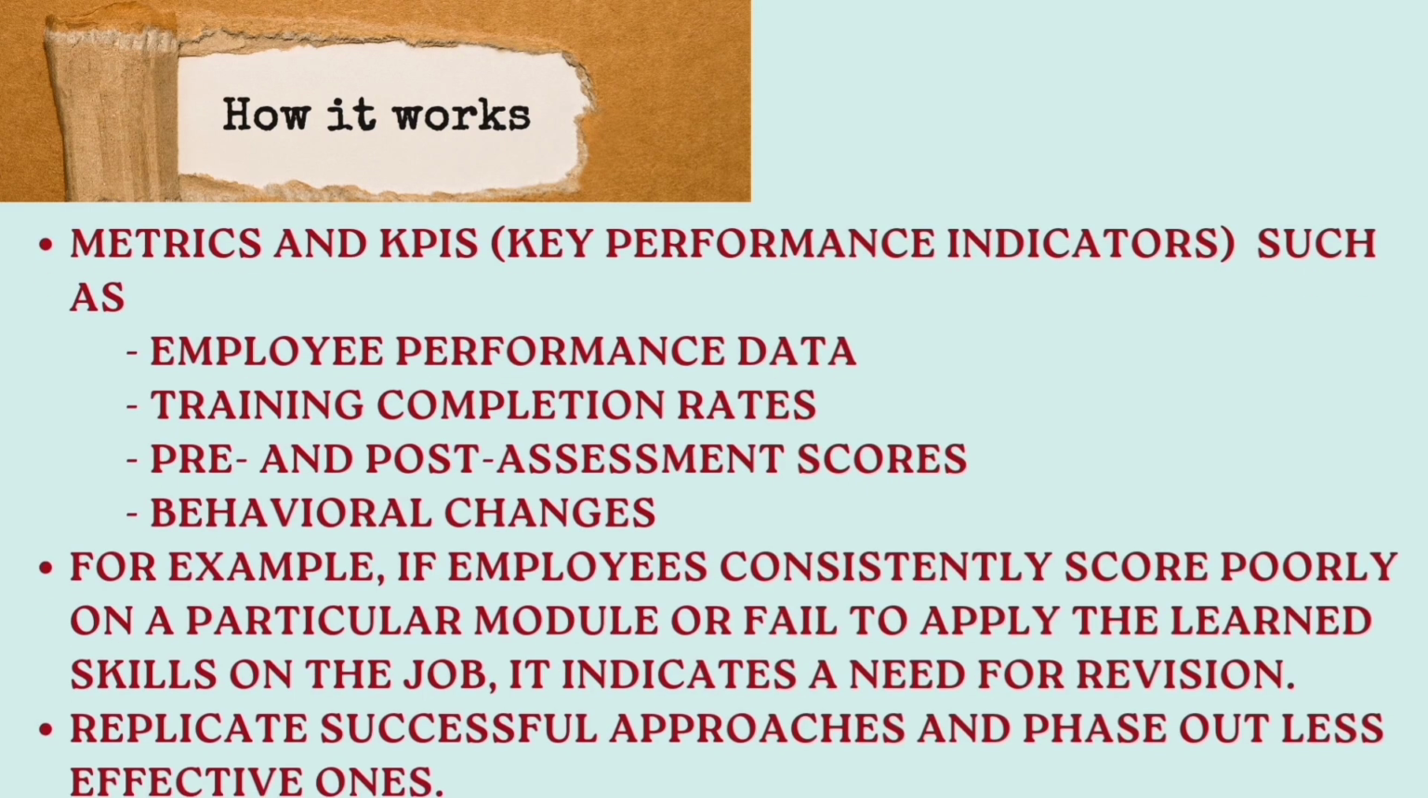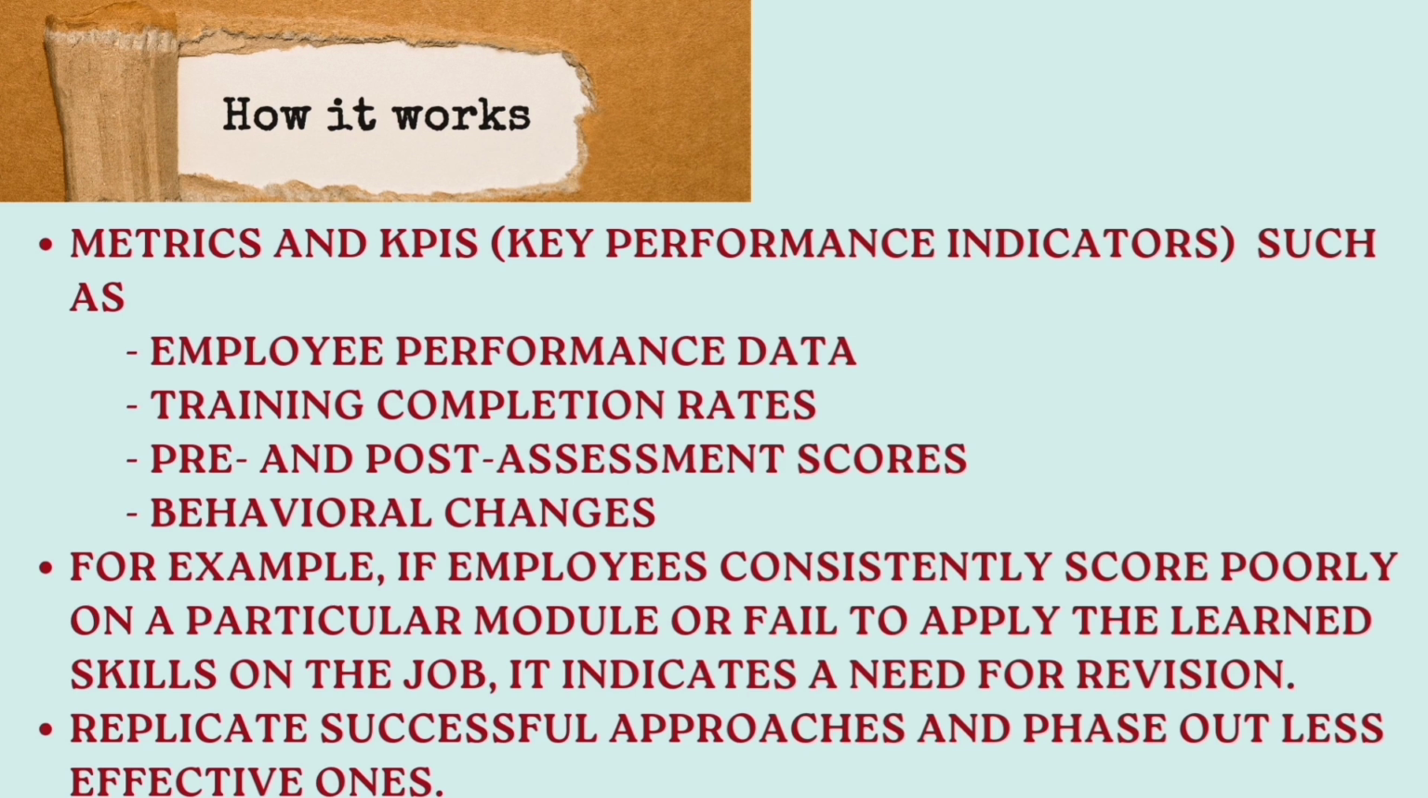HR uses various metrics and KPIs, and we all know key performance indicators, to evaluate the effectiveness of training programs, such as employee performance data, training completion rates, pre and post assessment scores, and behavioral changes observed after training. By analyzing this data, HR can pinpoint areas where training is not delivering the desired results. If we are training and not getting the desired results, what's the point in providing training? For example, if employees consistently score poorly on a particular module or fail to apply the learned skills on the job, it indicates a need for revision.